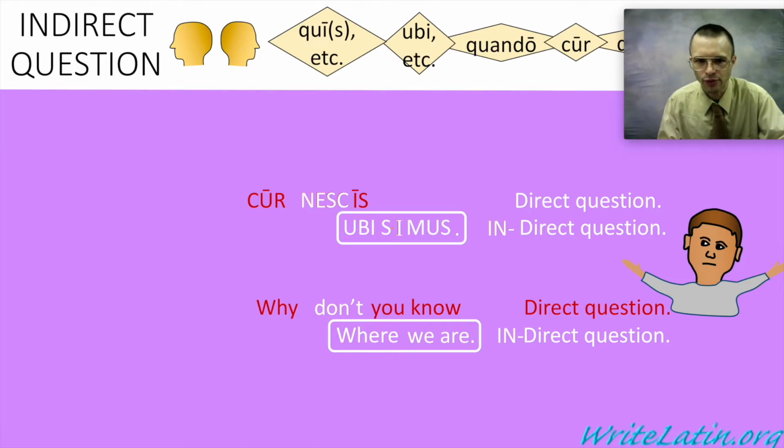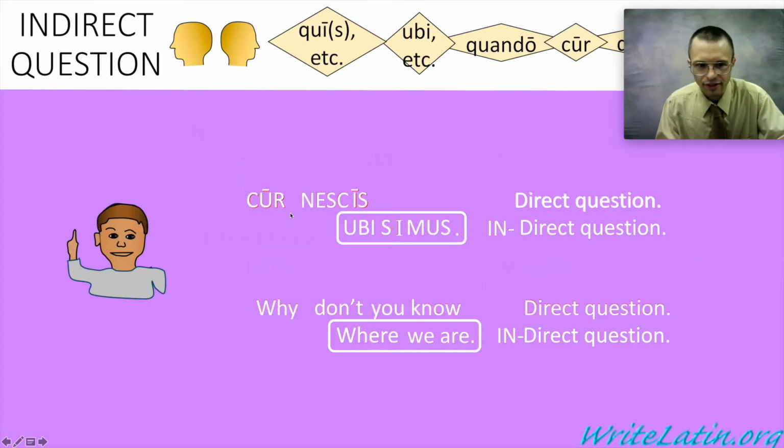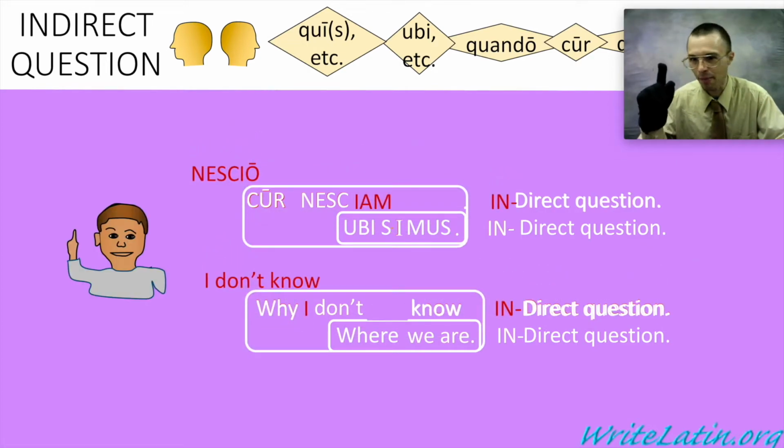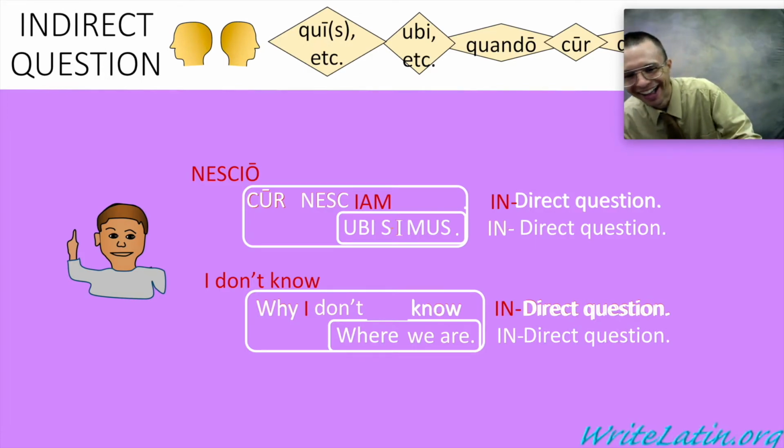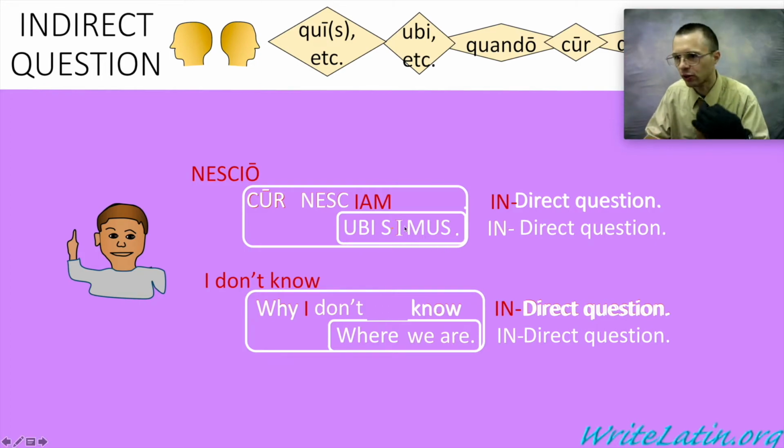Now, how are we going to do that? Which word are we going to make subjunctive to make this, why don't you know where we are, into an indirect question? Obviously, the overriding verb. We're going to make that subjunctive. I don't know why I may not know where we may be. I just don't got a clue. Okay. So you can see here that we have an indirect question, ubi simus, inside of another indirect question, cur nesciam, why may I not know? So, of course, that indirect question is being reported by the nescio.